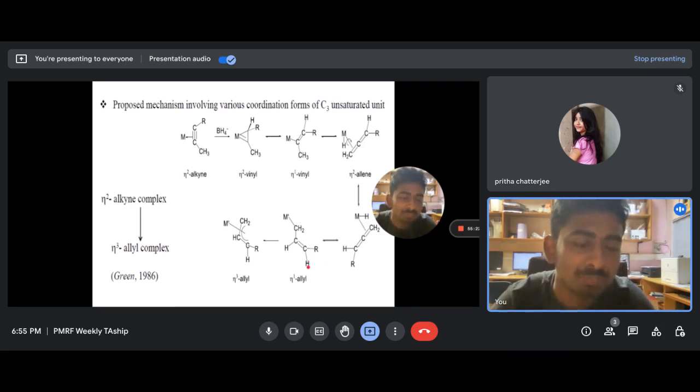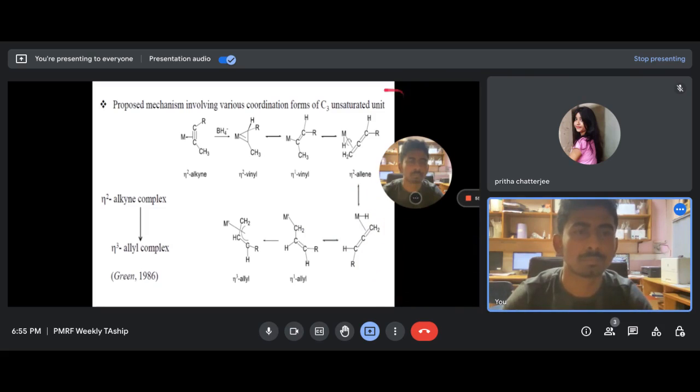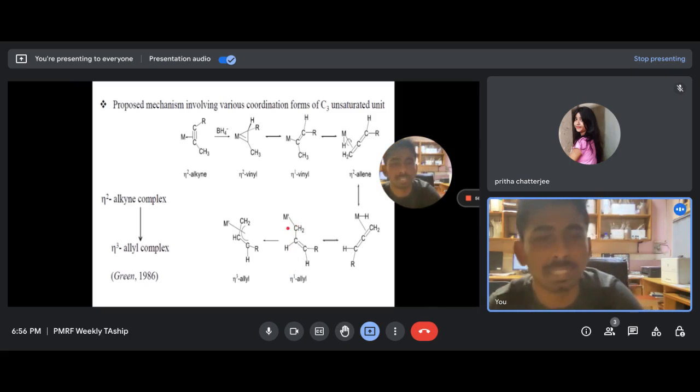The next one, it can be bonded in the eta 1 allyl fashion. You can see this hydride will then attack on this carbon center, and there will be a negative charge on this carbon center that will be bonded to the metal center. So there will be resonance canonical forms. This hydride is attacking on this carbon center, and there will be a negative charge in this case. So this C minus will get bound to the metal center. This is an eta 1 allyl complex, since only one carbon atom is binding to the metal center.